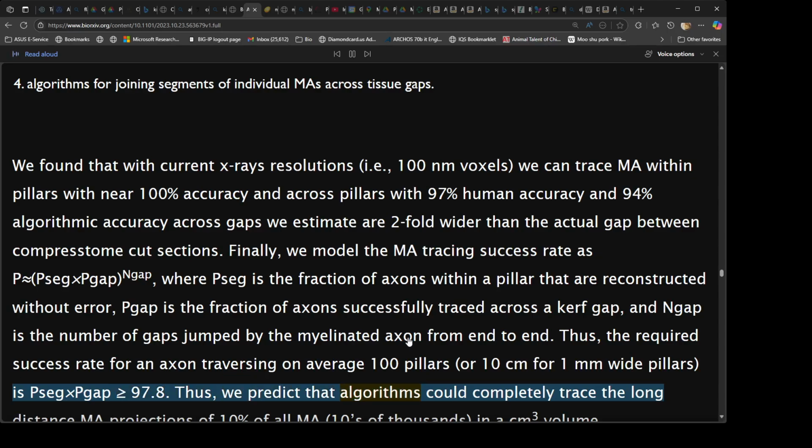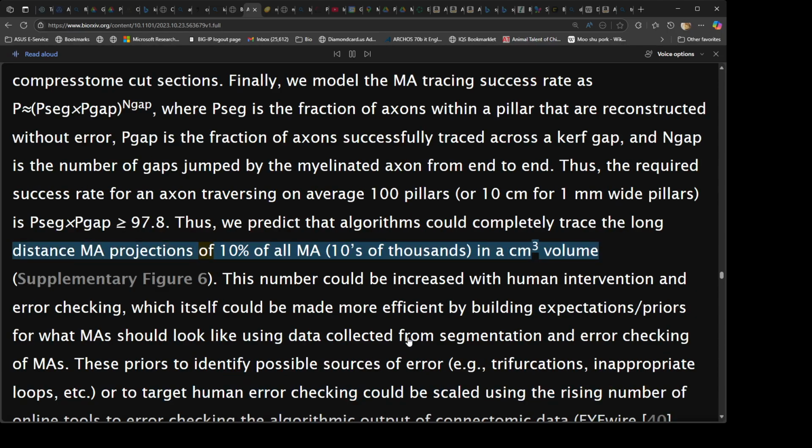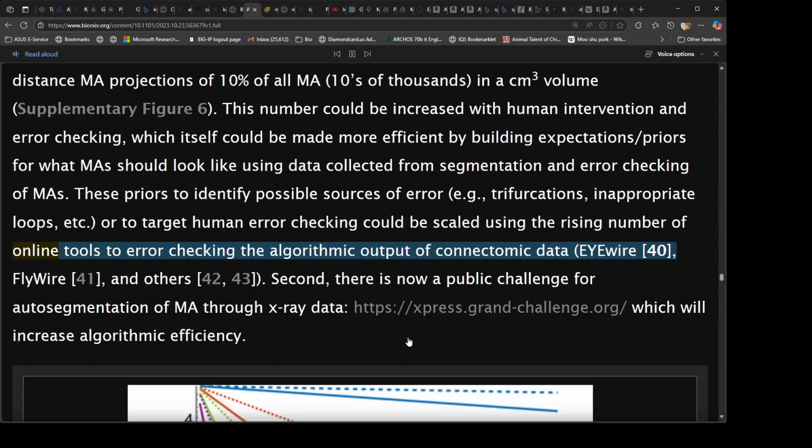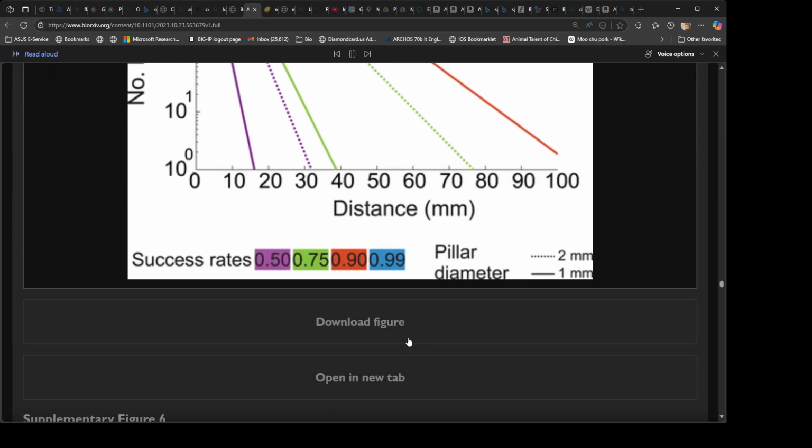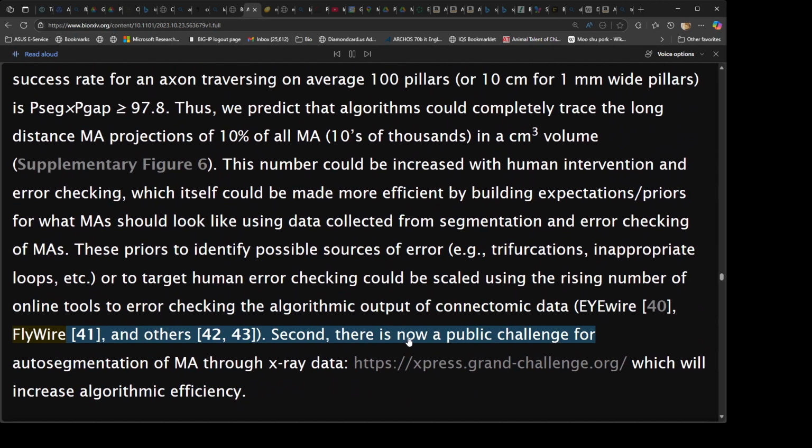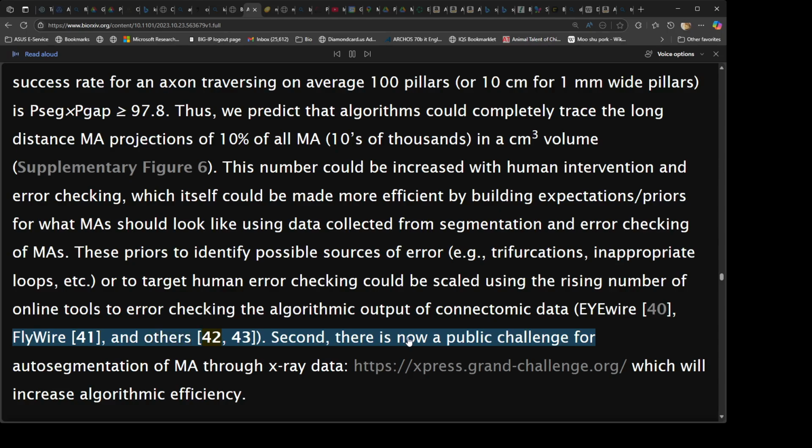Thus, we predict that algorithms could completely trace the long-distance MA projections of 10% of all MA, tens of thousands, in a CM3 volume, supplementary figure 6. This number could be increased with human intervention and error checking, which itself could be made more efficient by building expectations or priors for what MAs should look like using data collected from segmentation and error checking of MAs. These priors could identify possible sources of error, e.g., trifurcations, inappropriate loops, etc., or target human error checking, which could be scaled using the rising number of online tools for error checking the algorithmic output of connectomic data, EyeWire, 40, FlyWire, 41, and others 42, 43.